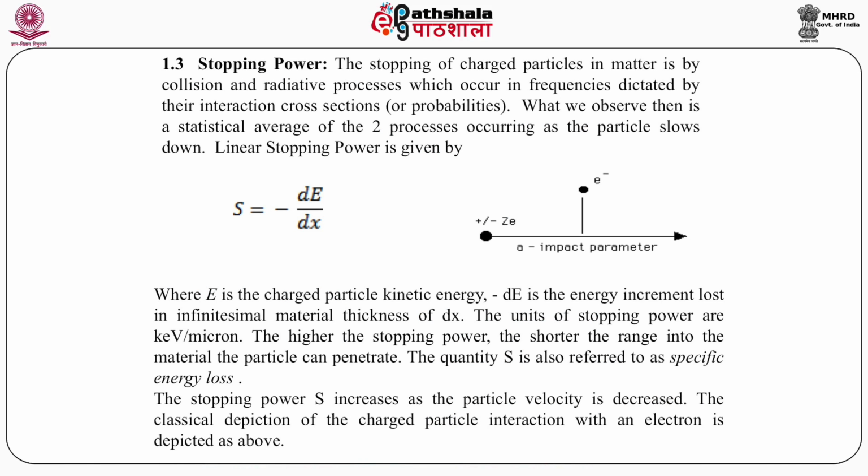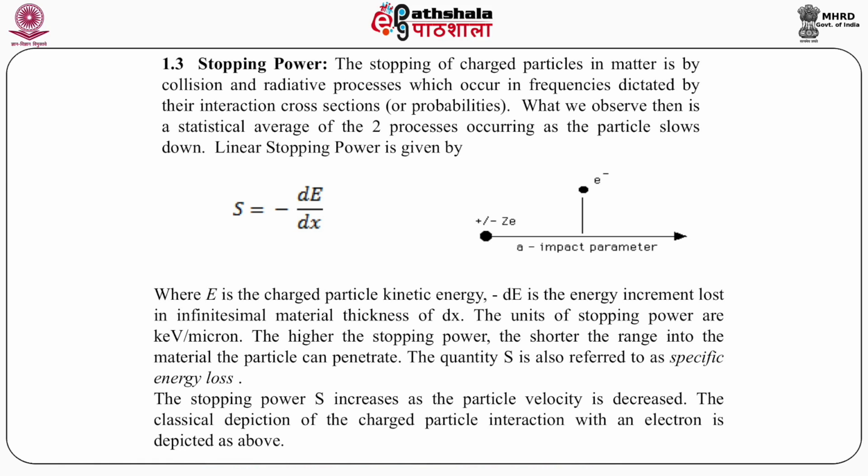What is stopping power? The stopping of a charged particle in matter is by collision and radiative processes, which occur at frequencies dictated by their interaction cross-section or probabilities. What we observe then is a statistical average of two processes occurring as the particles slow down.